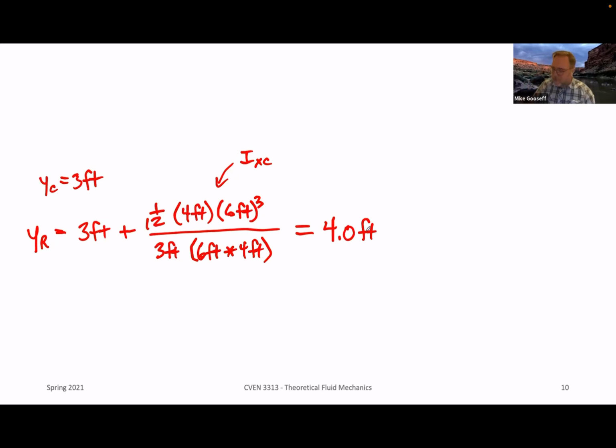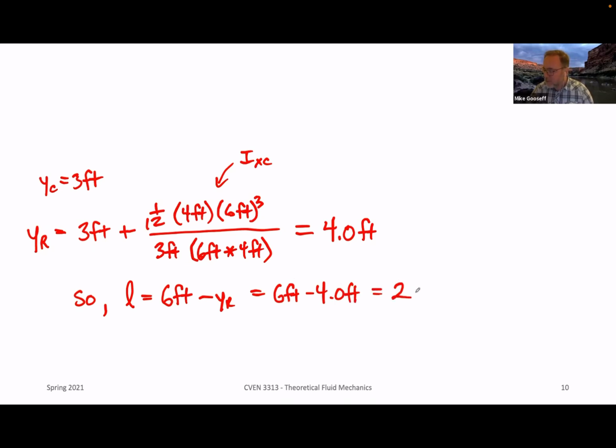Okay, so we said that little l was equal to 6 feet minus y sub r. So this is equal to 6 feet minus 4 feet. That equals 2 feet. I should have just left that at 2 feet rather than 2.0. Okay, so now we have L and we have F sub R. So we can go back to our moment equation and solve for T, the tension in the wire, the cable that's holding up this gate.